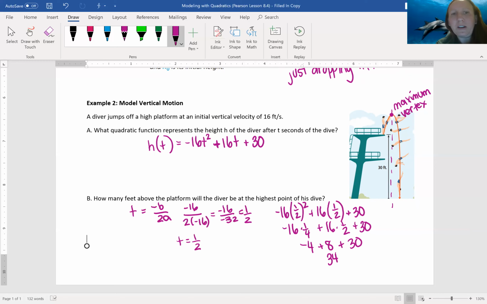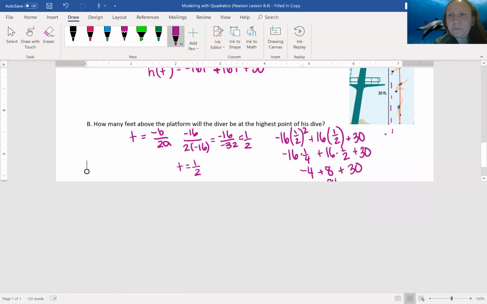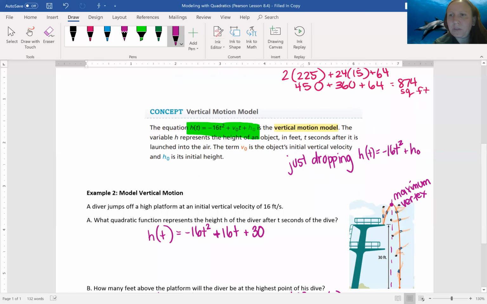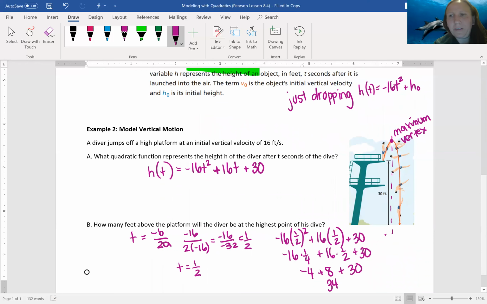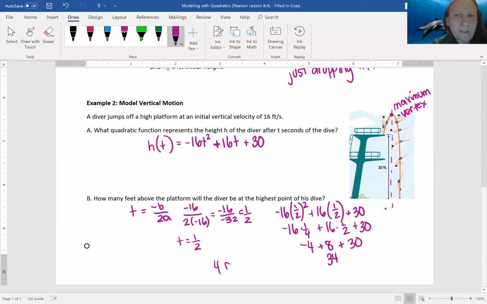However, we do have to be careful because it's not asking us exactly what's the maximum height. It asks how many feet above the platform will the diver be at the highest point of his dive. So he's already jumping from a height of 30 feet and he's reaching a maximum height of 34, that must mean that he's going to end up 4 feet above the platform.